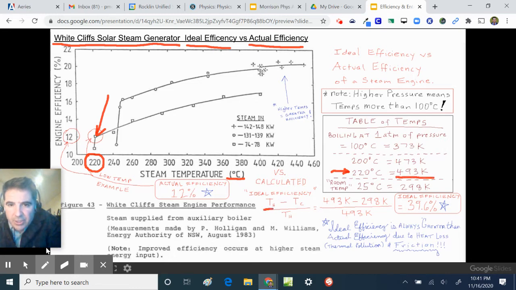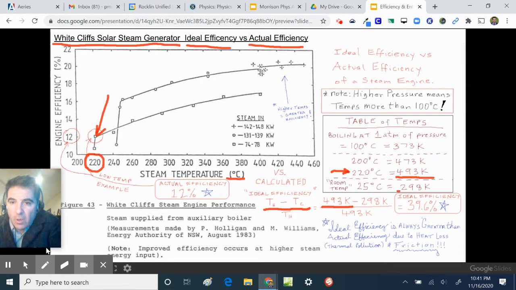Here's my calculation, TH minus TC over TH. And so there's my 493 over 493. Okay, what is the ambient temperature? Well, I'm just going to say the room temperature is 25 degrees Celsius, which is the one that's pretty much on the poster on our wall in class, so that's fine.